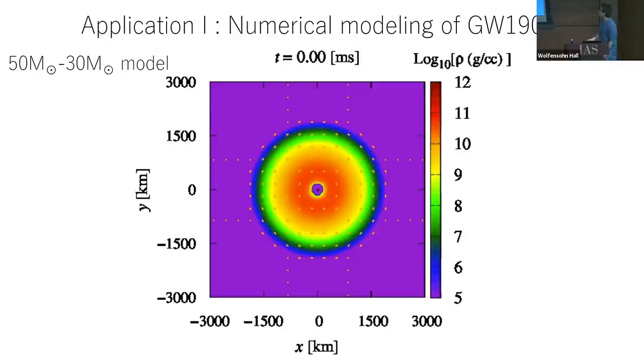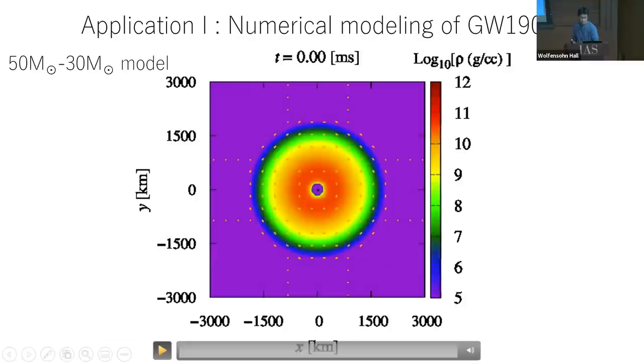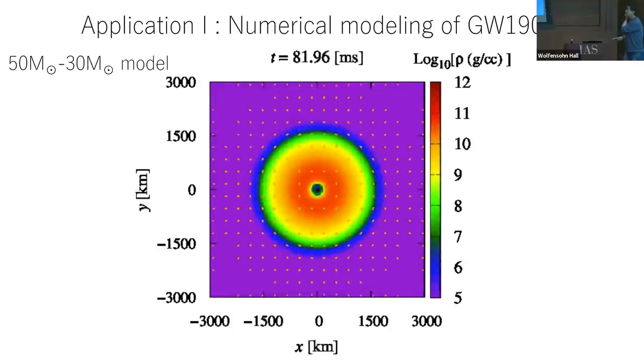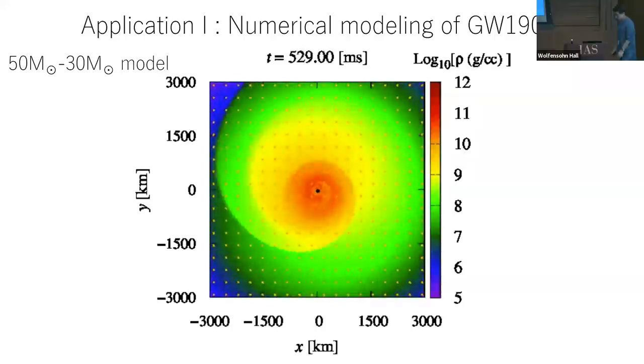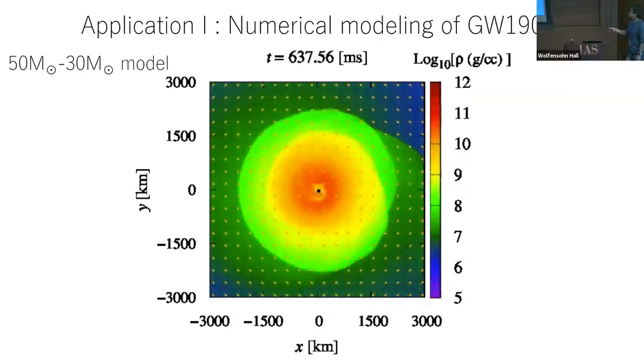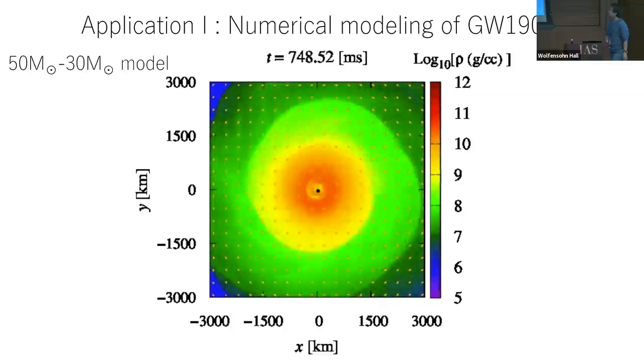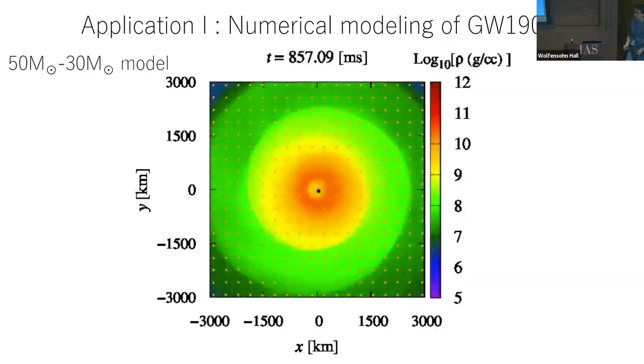So let me show the visualization. Here is a density contour on the orbital plane for a representative model, which has a 50 solar mass black hole and a 30 solar mass disk. The black hole is here. Once I started the simulation, numerical noise causes oscillation or pulsation of the torus. Then the m equals 1 instability appears after a couple of orbital time scales. Then the spiral arm structure develops, and after that a quasi-stationary state is achieved.